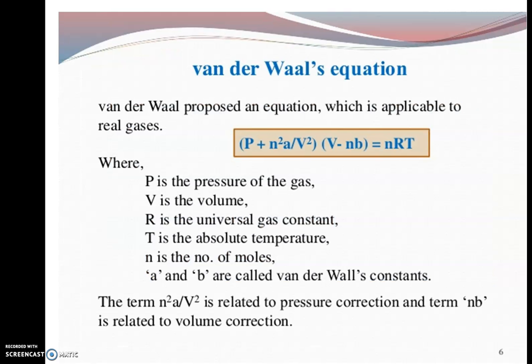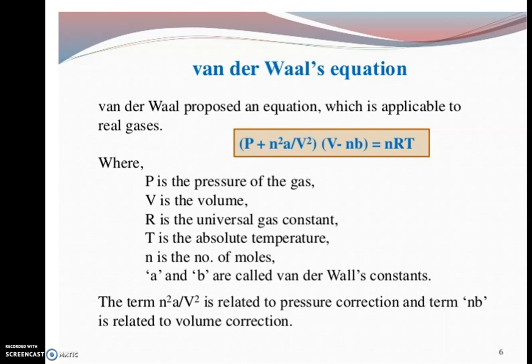So there is a correction. As per the ideal gas law, the equation is PV = nRT, which we have derived already, but we cannot take it as correct for real gases. So Van der Waals proposed an equation applicable to real gases: (P + n²a/V²)(V − nb) = nRT. We'll see what the terms are here. Don't worry about seeing this big equation. You need not study all the derivation. We'll go to the simple ideas.